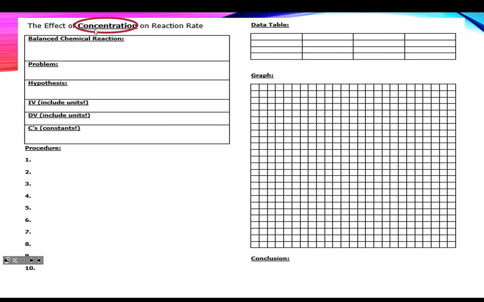Make sure you're watching up here. A lot of them are not concentrating on the concentration or particle size or temperature at the top. Make sure you're putting the right one on the right page.